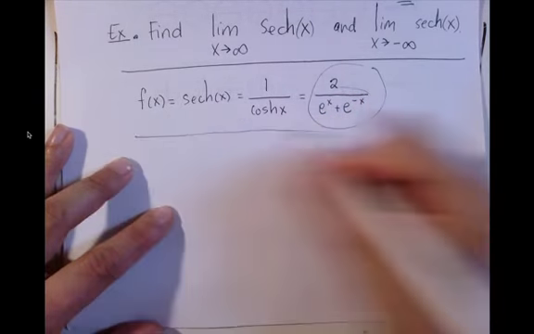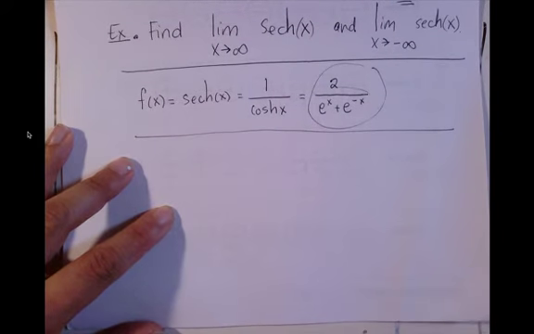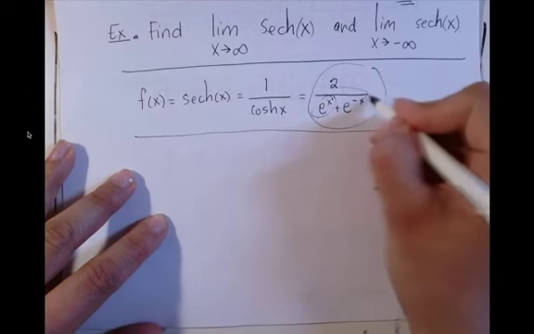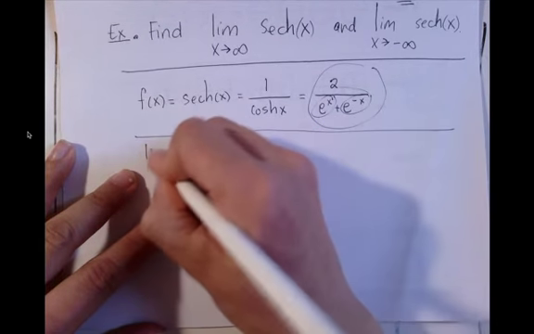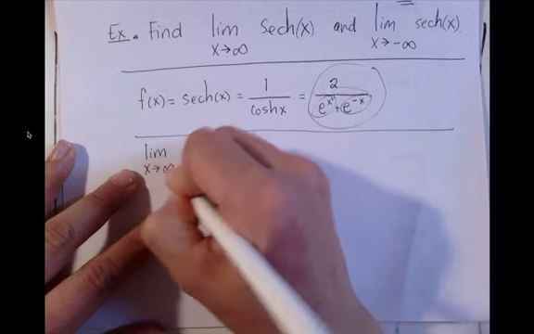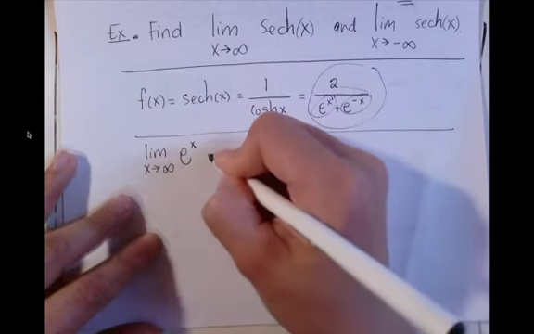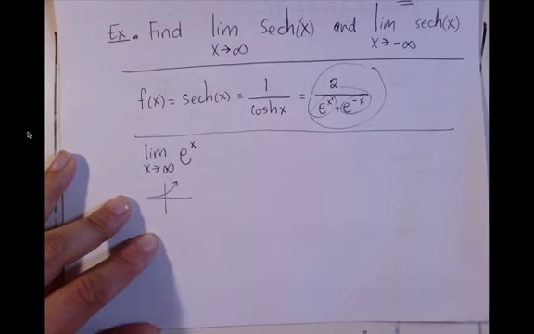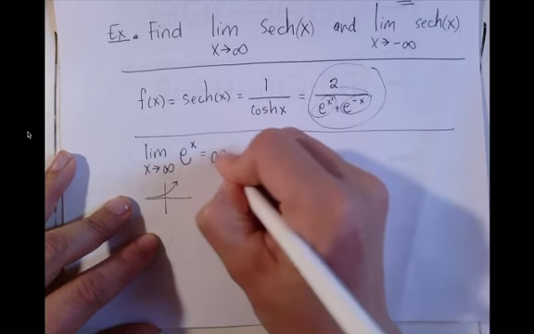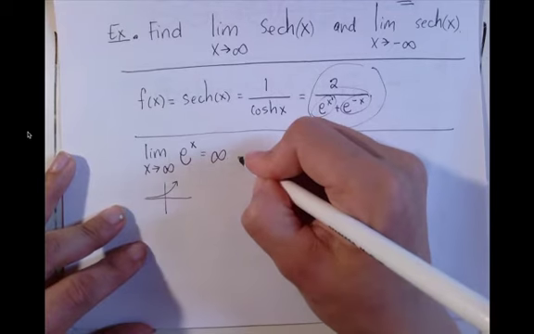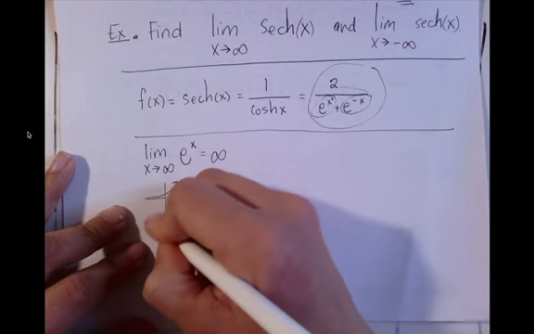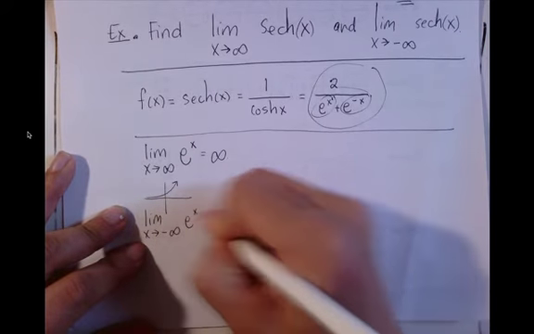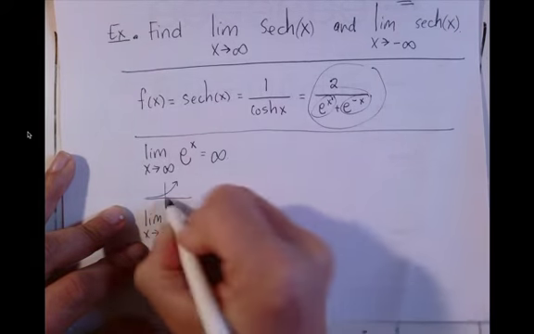A couple of things I'm going to point out when you're computing limits of hyperbolic trig functions is to remember that they really come from these two basic functions. So the limit as x approaches infinity of e to the x. Well, let's look at this function. It looks something like this. It's just infinity. And similarly, the limit as x approaches negative infinity of e to the x is just 0, right? Because we can see what's happening over here.